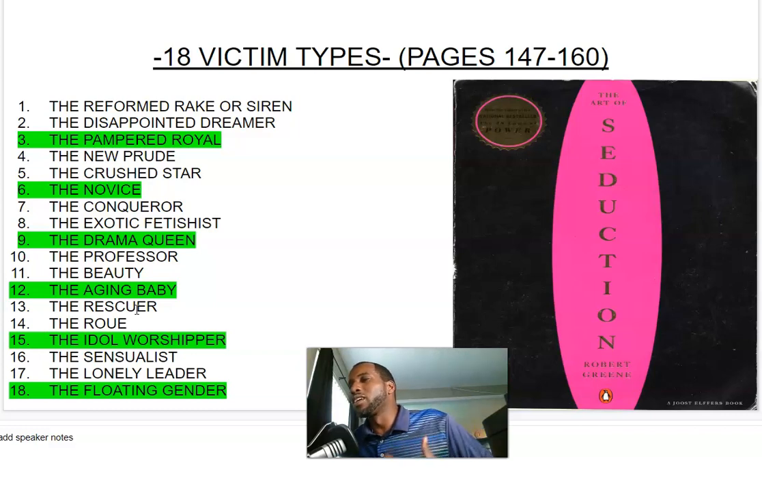So when you are looking at the 18 victim types, what I want you to understand is that this knowledge prepares you when you are dealing with people. It prepares you when you are dealing with the opposite sex in the pursuit of seduction and satisfaction. All the 18 victim types do is arm you with knowledge. Read the 18, study the 18. I promise you, do not attempt a seduction until you have read through all 18 victim types.